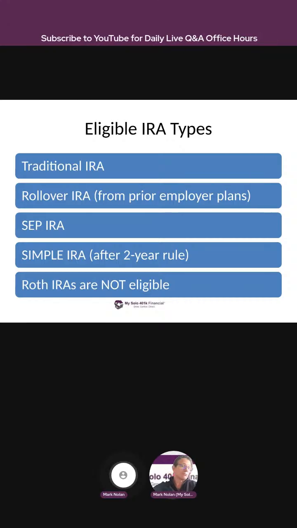You can't do it directly or indirectly. Some clients understandably try to get creative and they'll take a distribution from their Roth IRA and then deposit it to the Roth Solo 401k. That's not allowed either.